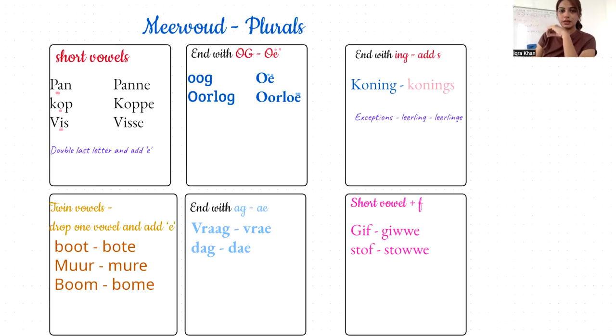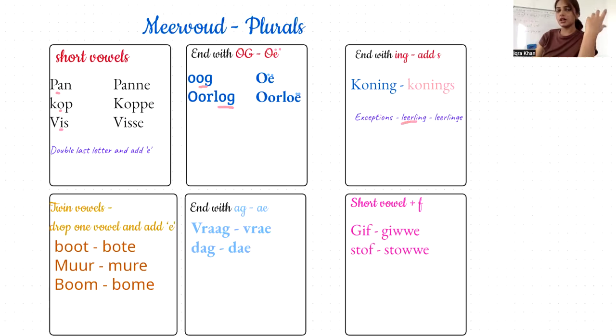Okay, that's simple. Then you have words that end with OG, like oor and oorlog. When you have words that end with OG, you're just going to add an OE, with the two dots on the E. Then you have words that end with ING. You just have to add an S at the end, like koning and konings. Exceptions: if you have the word leerling, you'll just add an E, you won't add an S. So that's an exception.